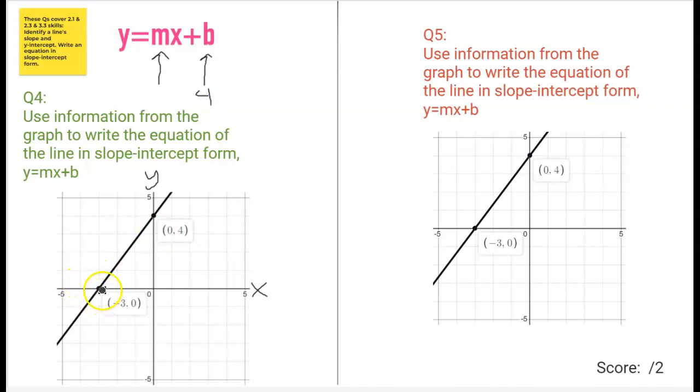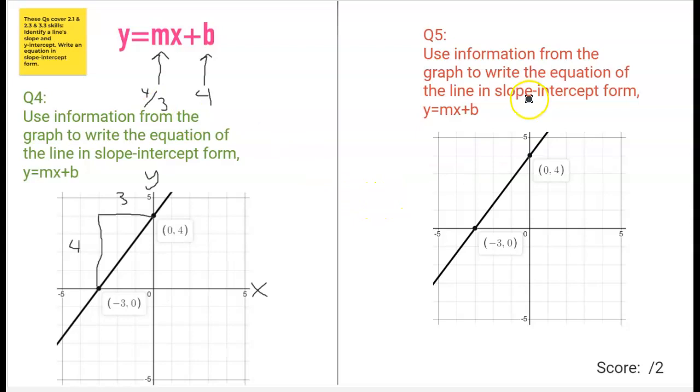And then you can calculate the slope of this line. Our rise is 4, and our run is 3. So we know that our slope is 4/3. And we also know that our slope is positive because from left to right, our line is going uphill. So we know that our slope is positive 4/3.